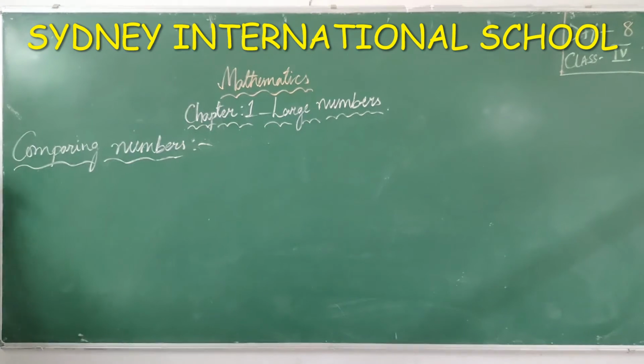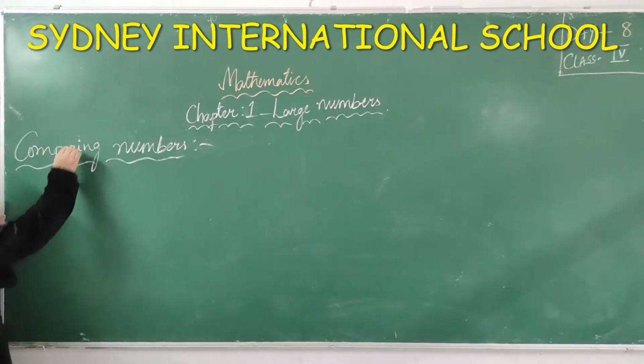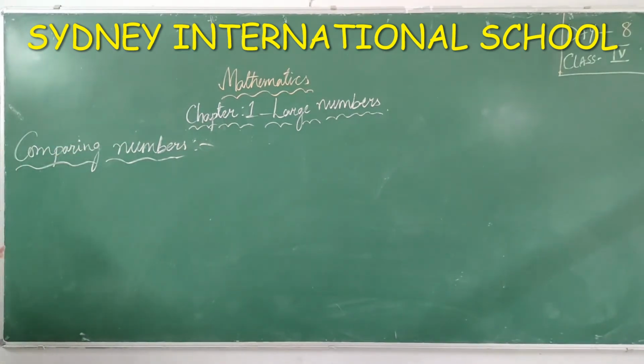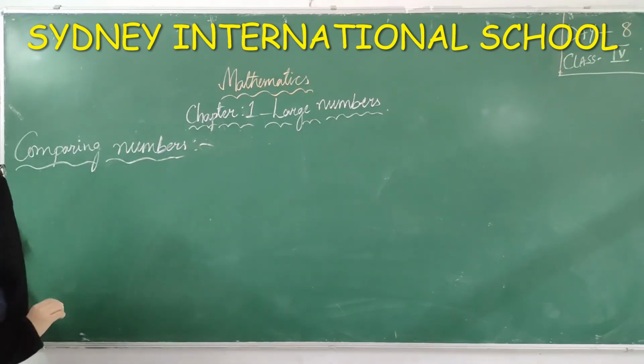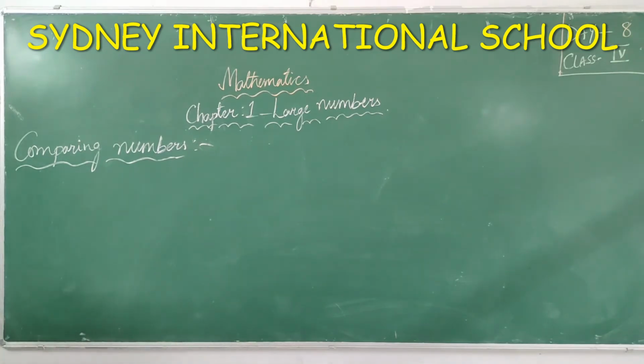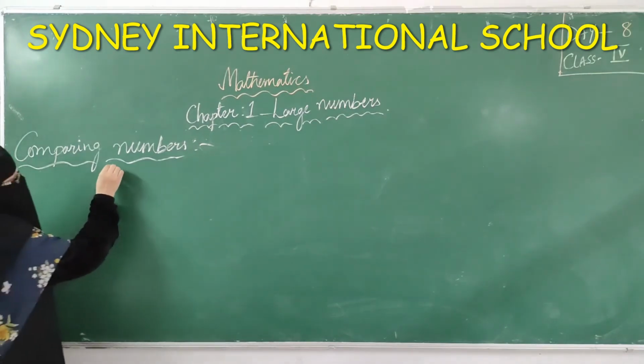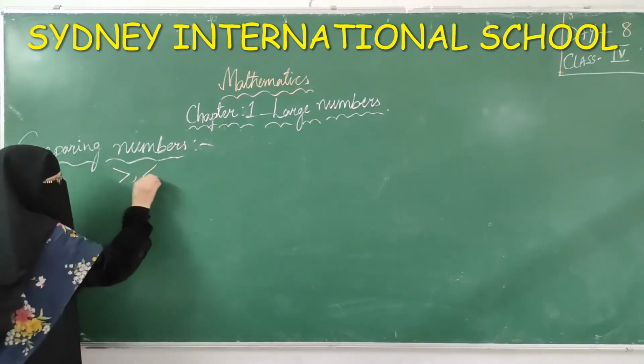Yeah, see here, our next topic is comparing numbers. How will we compare the numbers? We have some signs to compare. Like in maths, we have signs for addition. If we want to add two numbers, we put the plus sign. If we want to subtract, we put the minus sign. If we want to multiply, we put the multiplication sign. If we want to divide, we put the division symbol in between. Similarly, here also, in order to compare two numbers, we put a sign: greater than sign, less than sign, equal to sign.